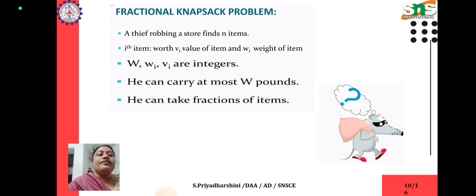So let's see what the fractional knapsack problem is. Here also a thief robbing a store finds n items. The ith item has value Vi and weight Wi. So here also there are three integers: W, the capacity of the knapsack, Wi, the weight, and Vi, the value of the item. Here he can carry at most W pounds. Note that he can take fractions of items.